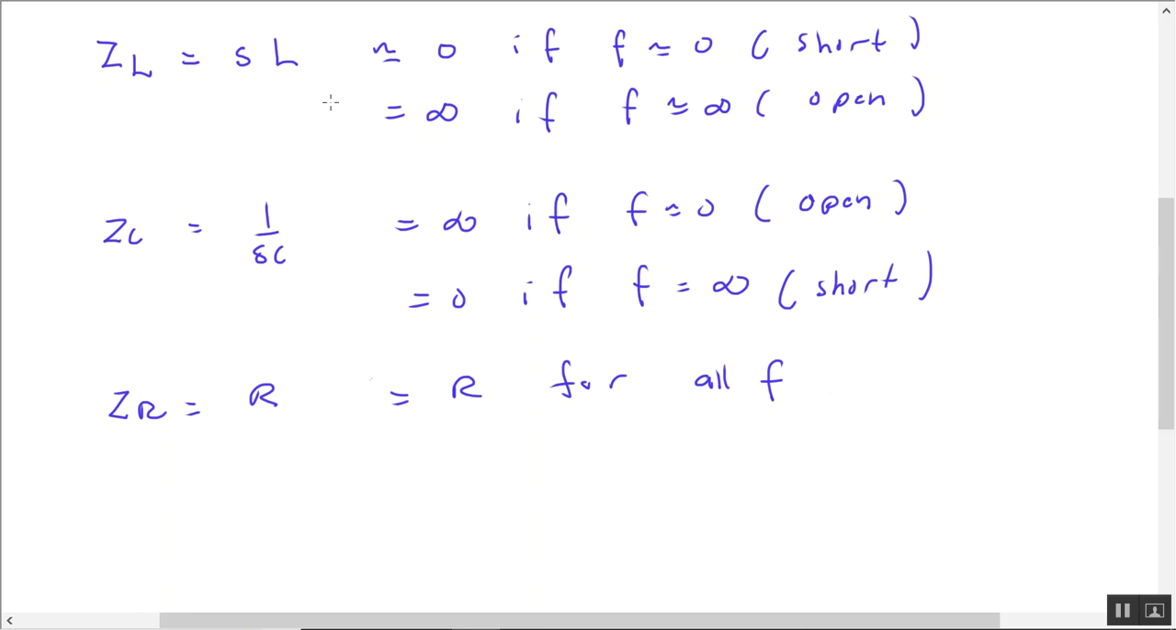There's a wide variety of these problems, but with that information right there, you should be able to figure out anything.